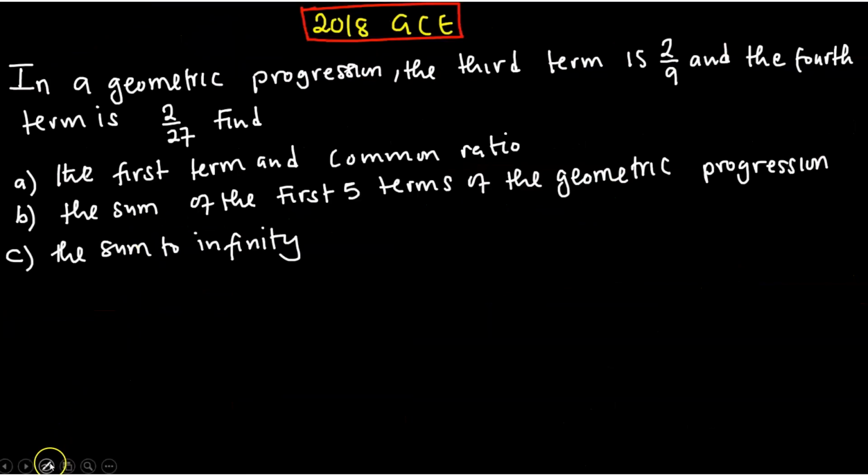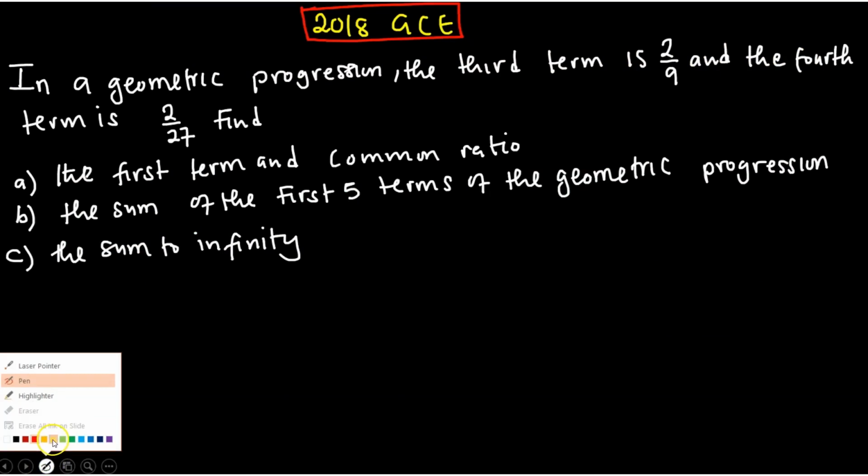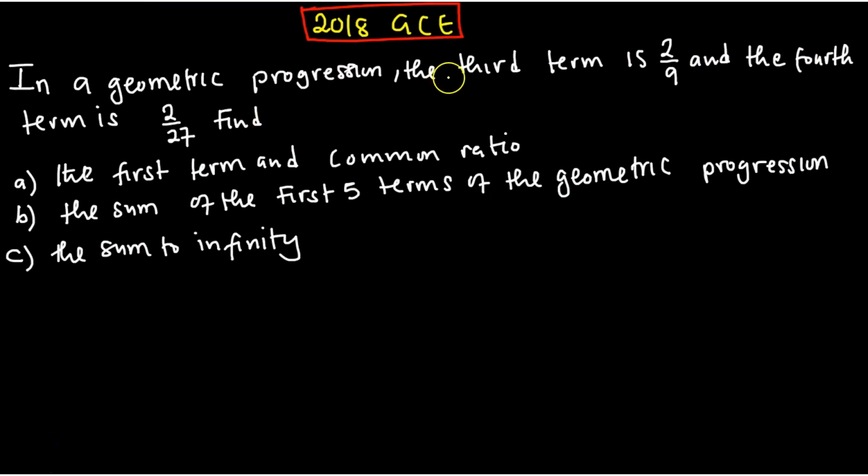So this is the 2018 question, and the question reads: in a geometric progression, the third term is equal to 2 over 9, and the fourth term is equal to 2 over 27. Find the first term, A, and the common ratio.